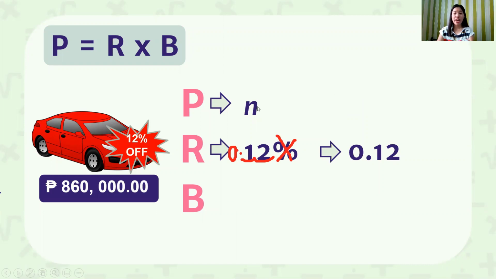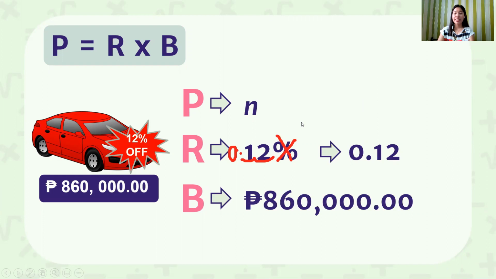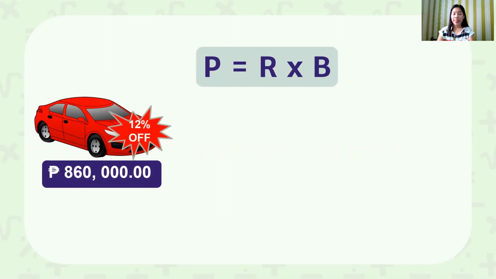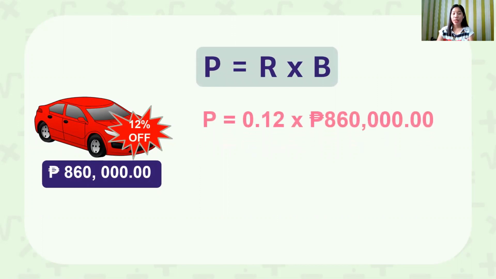Now that we're done in identifying the rate of discount, let us proceed to the marked price. It is given that the car is worth 860,000 pesos. The marked price is the original price of the car. Let us now solve for the discount. P is equal to R times B. P is equal to 0.12 or 12 hundredths, our rate of discount, times 860,000 pesos, our marked price. Let us multiply the rate of discount by the marked price.